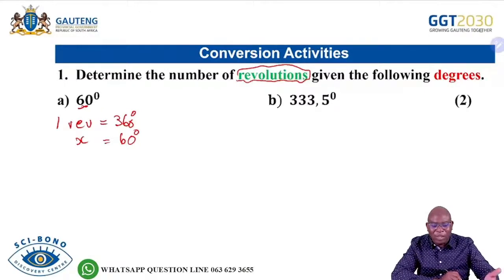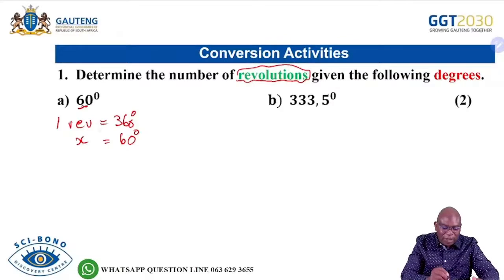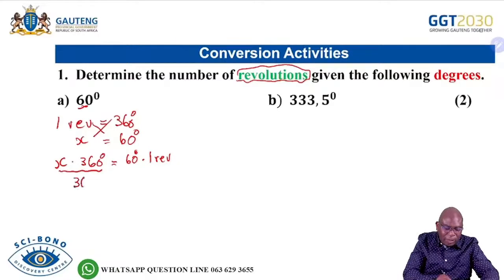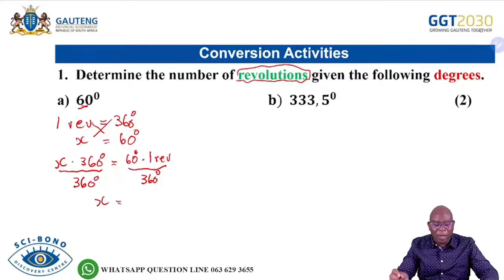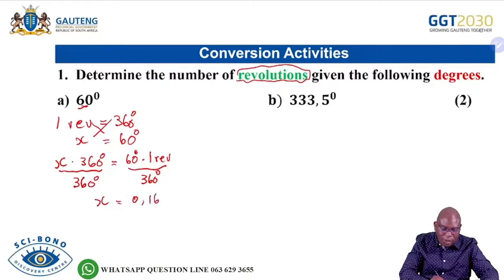Okay, so you can see in this case, if I cross multiply, then I'm going to have x multiplied by 360 degrees equals 60 degrees multiplied by one revolution. Now I divide both sides by 360 degrees, which means that my x is going to be, the degrees will cancel out. I'm left with revolution. And now if I divide 60 by 360, the answer that I get there will be 0.167.